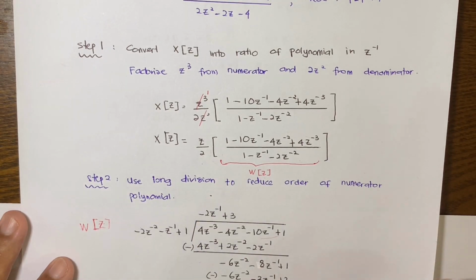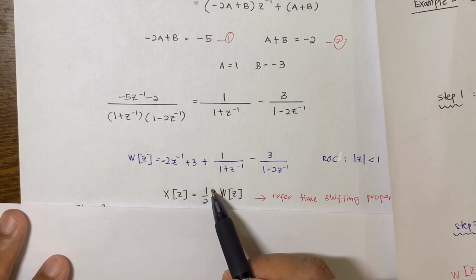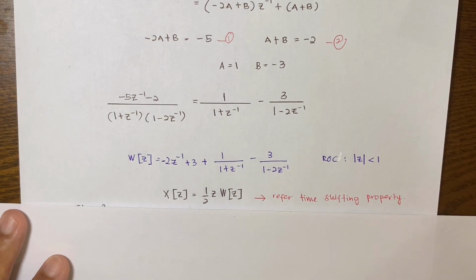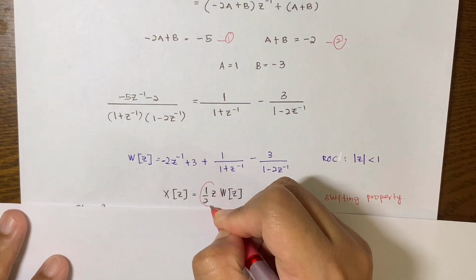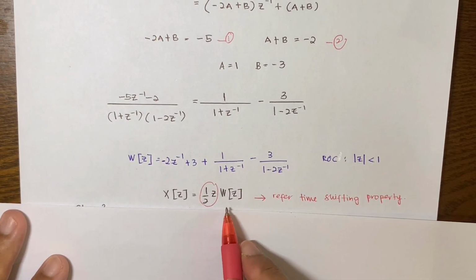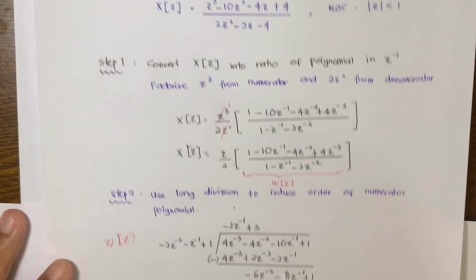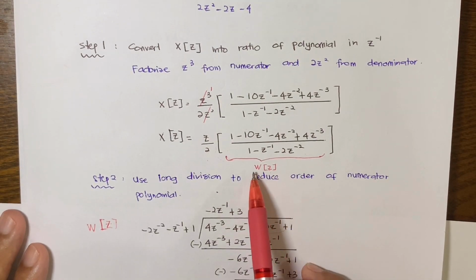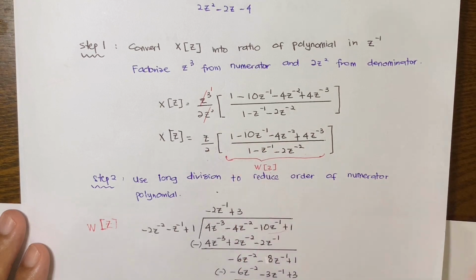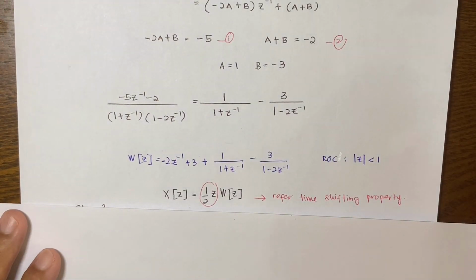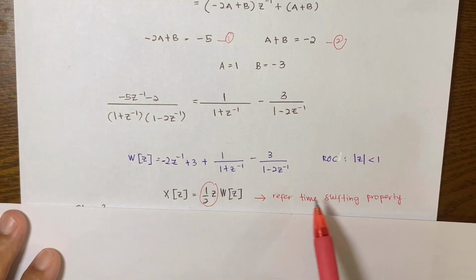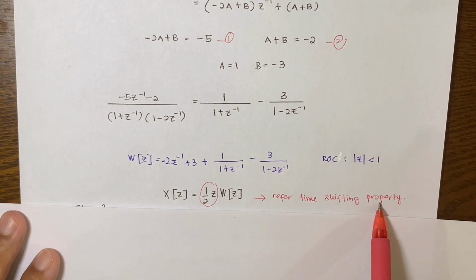This is z over 2. W(z) comes from here. You already solved the W(z) expression here. And then you need to refer to the time shifting property, time shifting property.